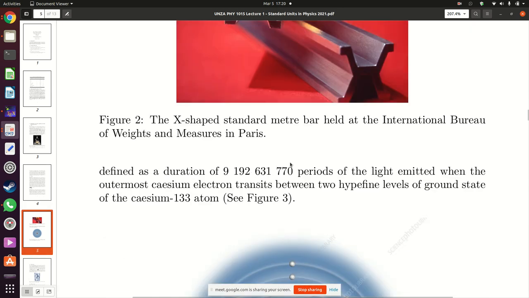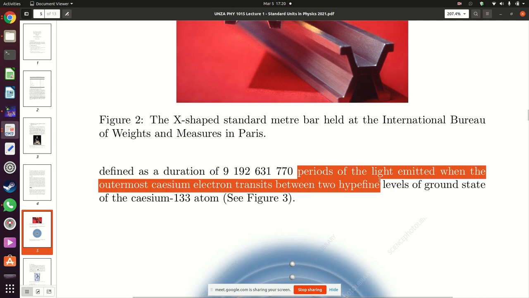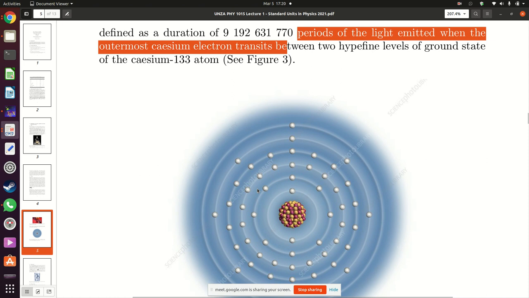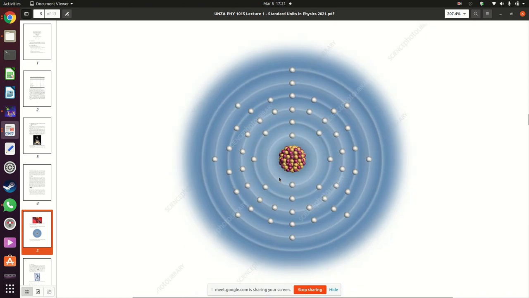1 second is defined as the duration, always, we are interested in duration, of 9,192,631,770 periods of light emitted when the outermost cesium electron transits between two hyperfine levels of ground state cesium 113. So here there's a mention of this cesium atom. These days there are what are known as atomic clocks, which scientists doing very serious science use to measure time around the world. Very expensive, but very, very accurate.